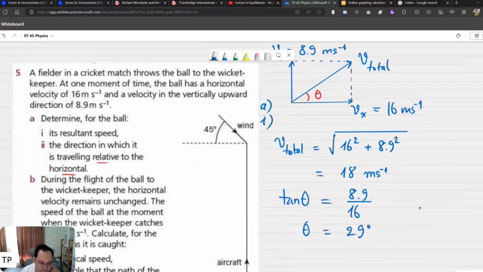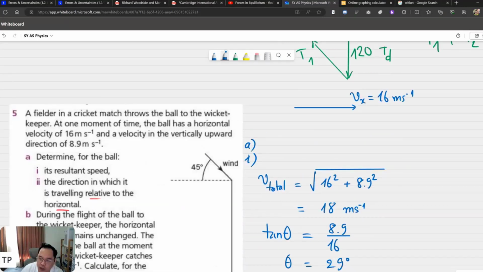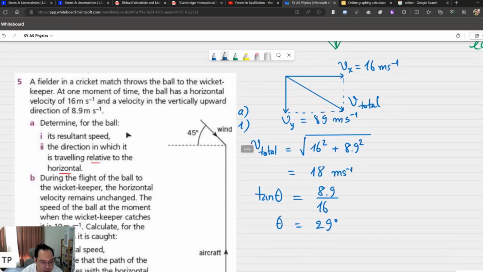The speed of the ball at the moment when the wicket keeper catches it is 19 meters per second. Wait, 19 is greater than 18? The horizontal velocity remains unchanged. The ball, just as it is caught, has a vertical component that is downward, so that gravity will accelerate it, making it greater than 8.9. And therefore the total velocity will be 19 when reaching the hand of the keeper.